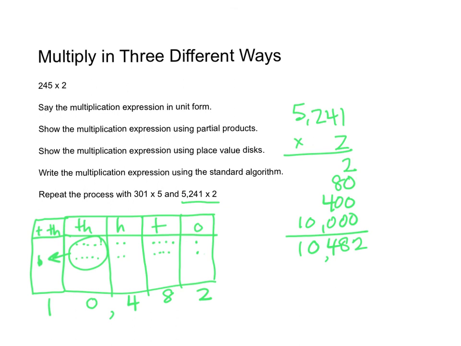Everything matches. Let's do now the standard algorithm, 5,241 times 2. We're going to start with the ones. 1 times 2 is 2. Move on to the tens. 4 times 2, 8. Move on to the hundreds. 2 hundreds times 2 is 400. And last of all, we'll move on to our thousands. Well, 5,000 times 2 is 10,000. All of those worked, and you have now come to the end of our Fluency Module 3, Lesson 12.